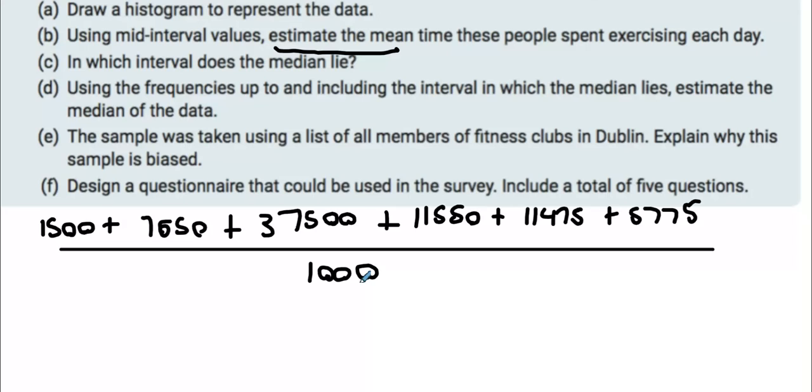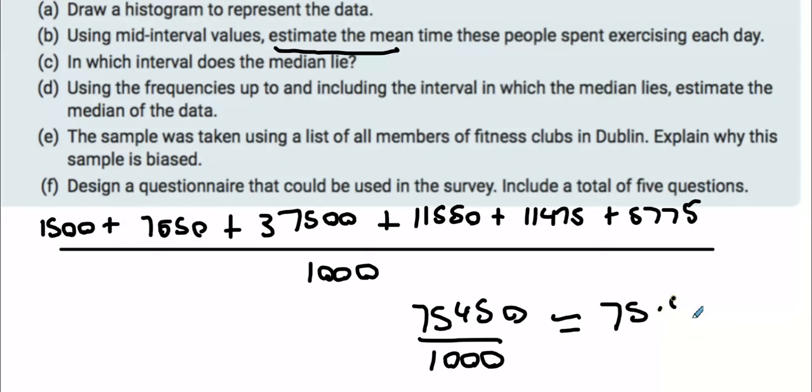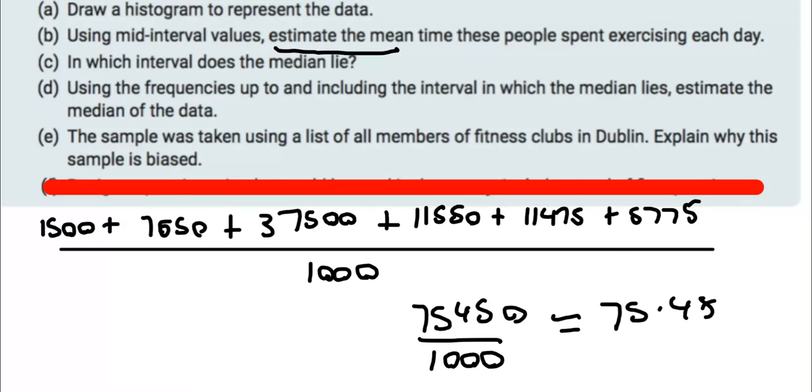All right, lads, I'm just adding this in my calculator. Is that 5775? Yeah, I got 75450. Divide that by 1,000. Anybody get? All right, gents.